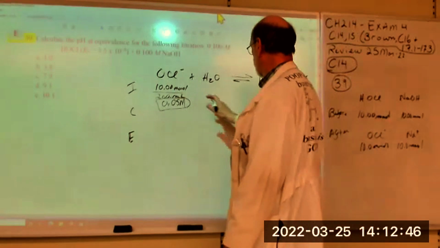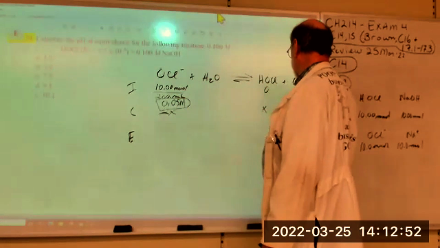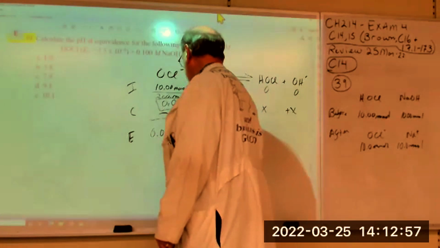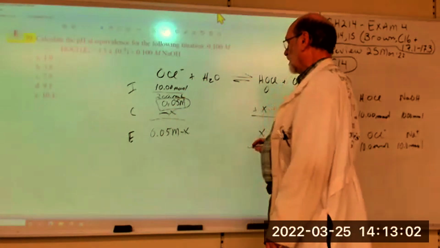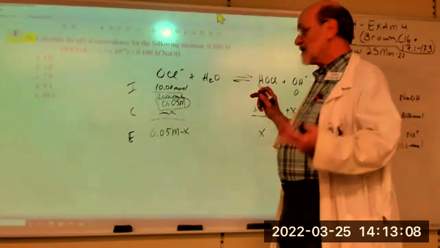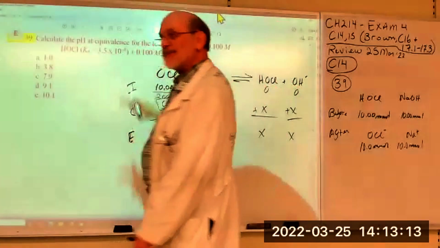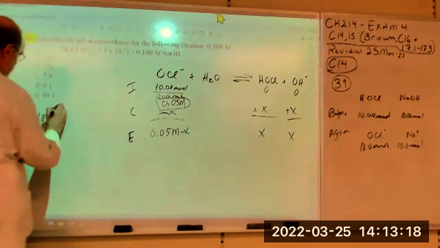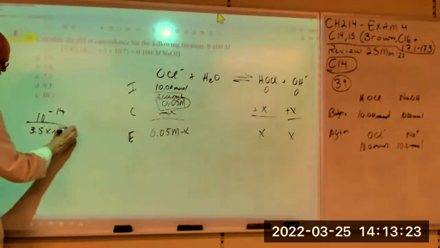Okay, so the change, we're going to go this direction. We're going to lose some. It's going to end up over here. We're going to have 0.05 molar minus X. We're going to have X and X. But the equilibrium expression is not an acid expression, it's a base. So what we need is the Kb. The Kb for this one is 10 to the minus 14 divided by 3.5 times 10 to the minus 8.